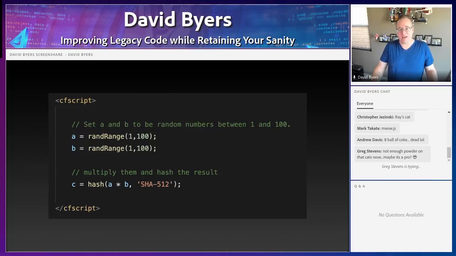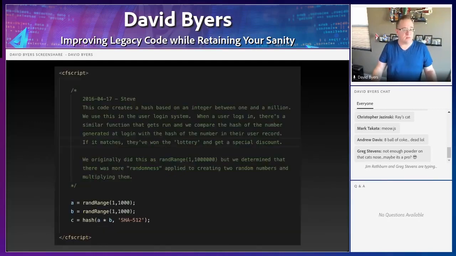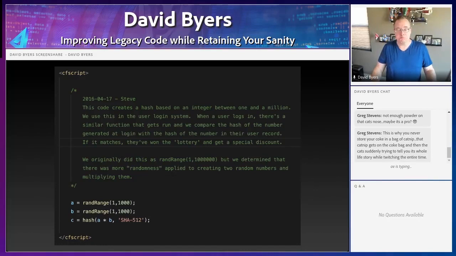And I pulled him aside and I said, you need to do a better job here. This is not good enough code comments. And what he came back with was actually, I thought, a very good code comment. He said, you know, this code creates a hash based on an integer between 1 and 1,000,000. Okay. We use this in the user login system. When a user logs in, there's a similar function that gets run, and we compare the hash of the number generated at login with the hash of the number in their user record. If it matches, they've won the lottery and they get a special discount.